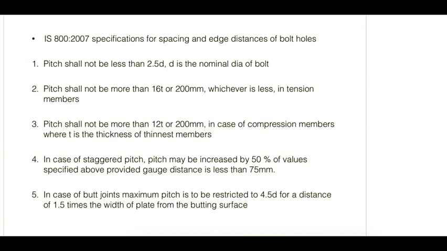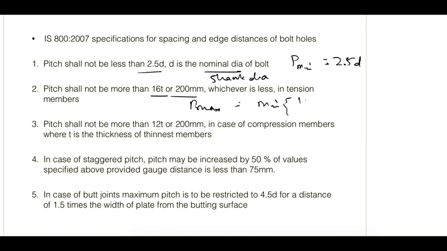So let's see them. So for the pitch, it says that it should not be less than 2.5d. So the minimum pitch can be 2.5d, and d here is the nominal dia of the bolt, or we call it as the shank dia. And for the maximum pitch, it says that it should not be more than 16t or 200 mm if we are talking about tension members. So the P max in tension members should be minimum of 16t or 200 mm, whichever is less.